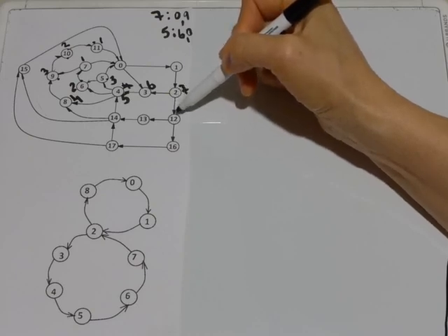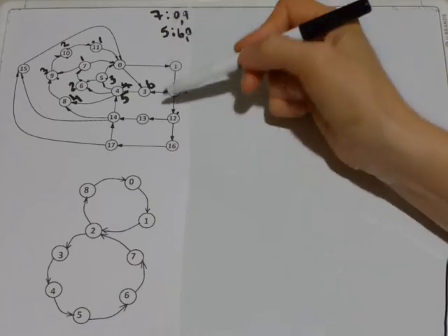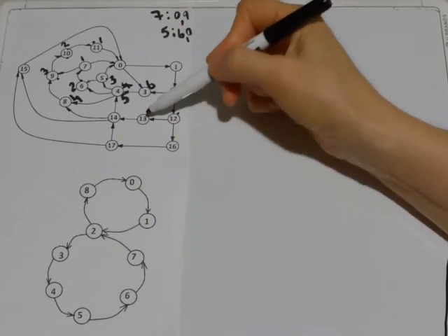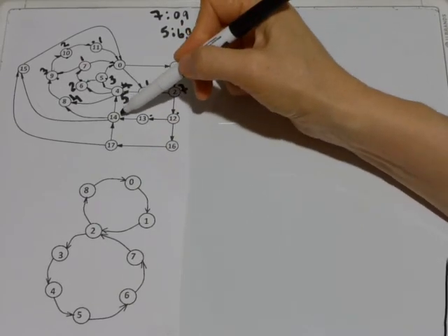So right now the distance of 2 is 7, and now it looks at the next neighbor, which is also white, so we call DFS visit on 12. From here we call it on 13, on 14.